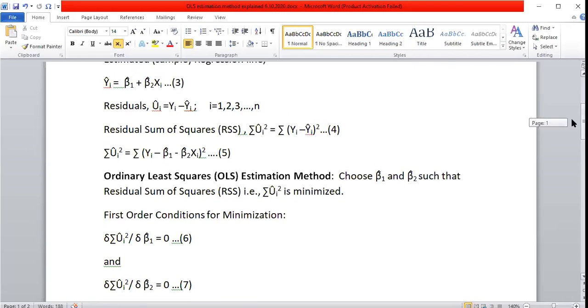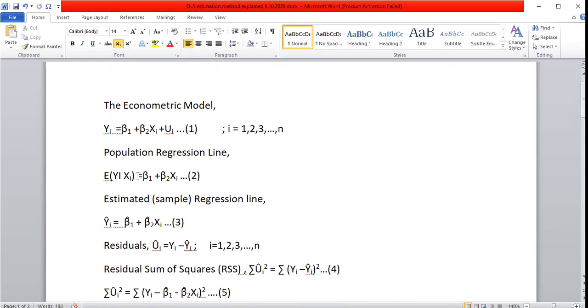First thing, let's agree that this line cannot be known. What is that line? This population regression line. Yeah, that line cannot be known. That means beta 1 and beta 2 cannot be known. So what are we doing here? We are trying to estimate.